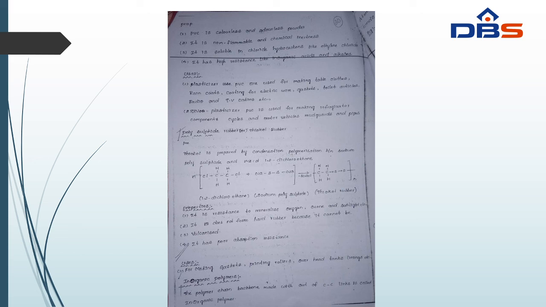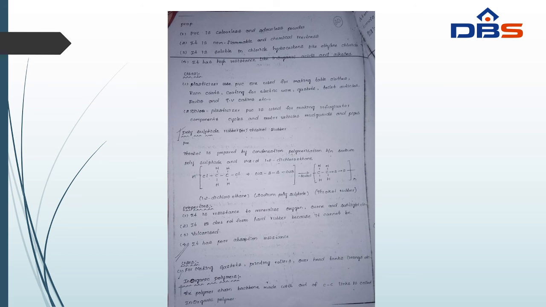Once again the properties. PVC is a colorless and odorless powder. Second, it is non-flammable and chemically inert. And it is soluble in chlorinated hydrocarbons like ethyl chloride. It has high resistance to inorganic acids and alkalis. And last one, uses.